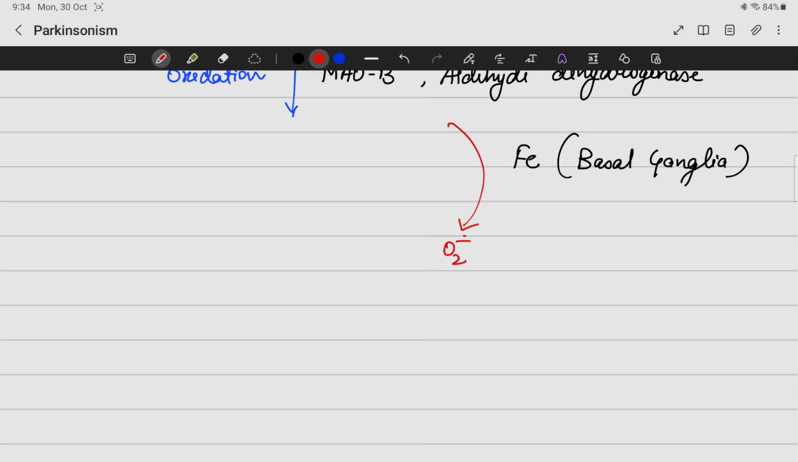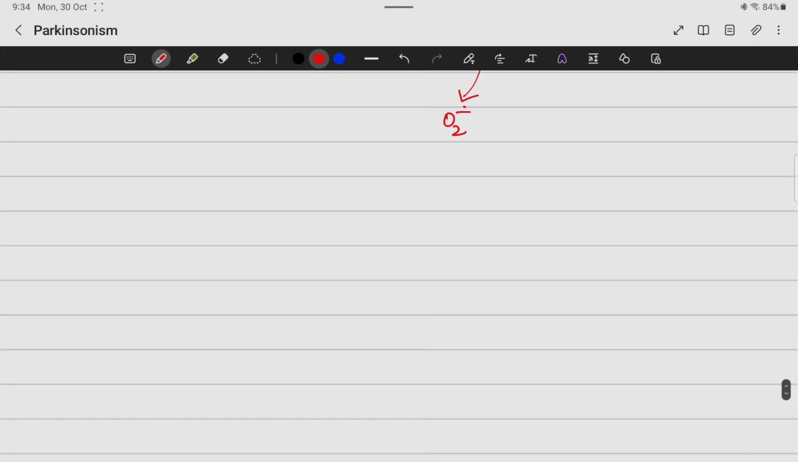Also, there is a hypothesis that certain toxins present in the environment can lead to dysregulation of the mitochondrial electron transport chain, which can similarly lead to production of free radicals, reactive oxygen species, and can cause damage to the neurons in the nigrostriatal pathway.